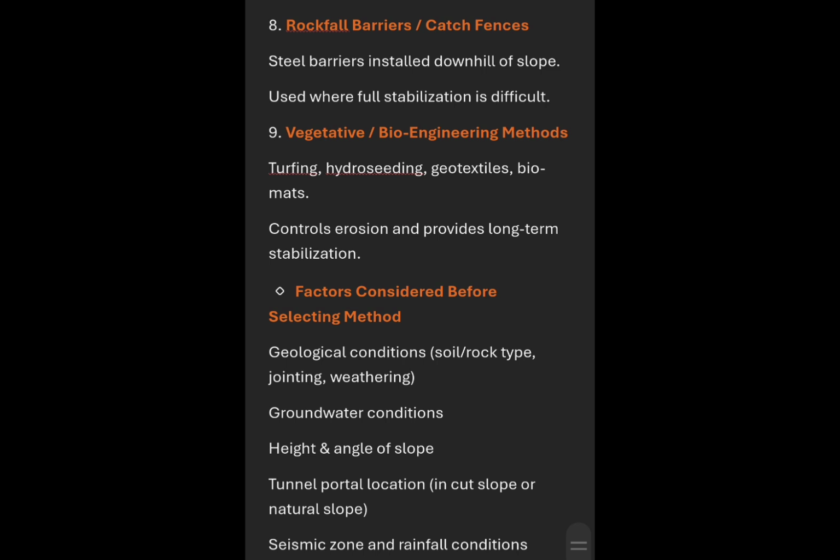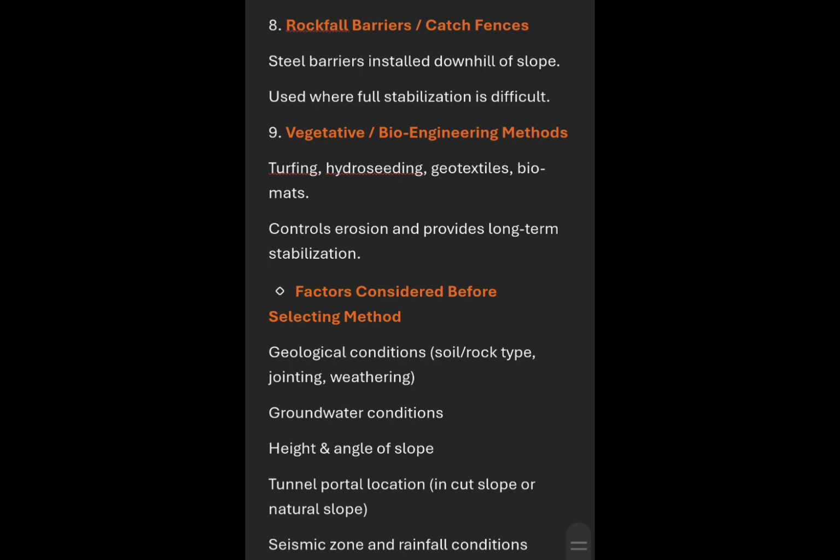And number nine is vegetation, or we can call it bioengineering methods. It is turfing, hydroseeding, geotextiles, biomats. It also controls erosion and provides long-term stabilization to the slope.